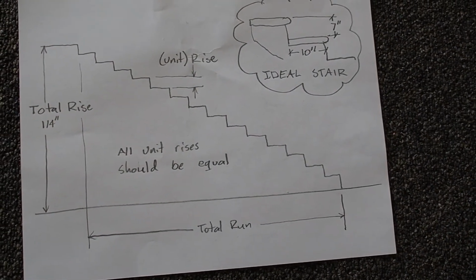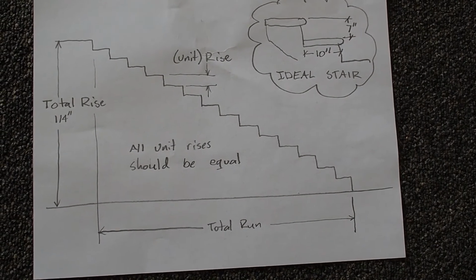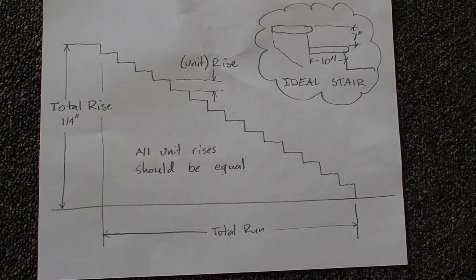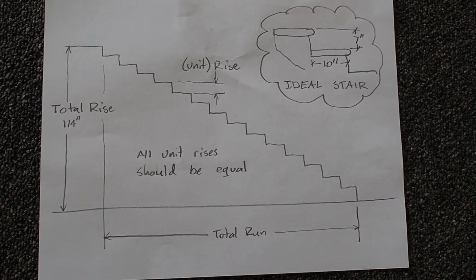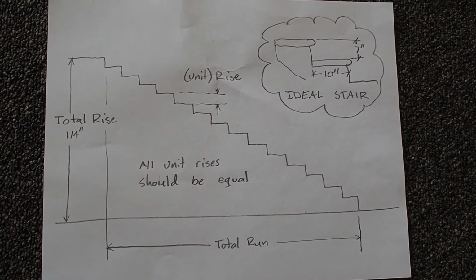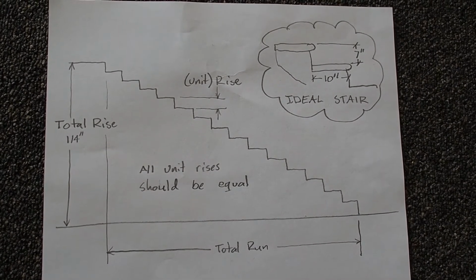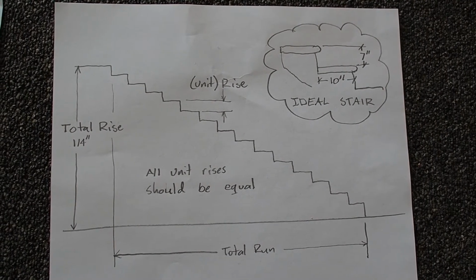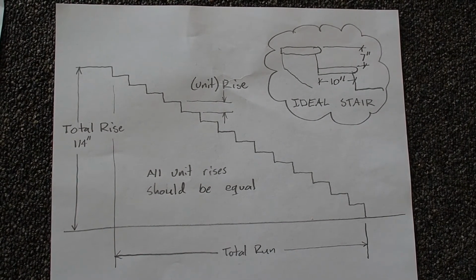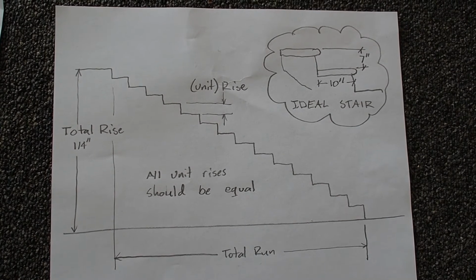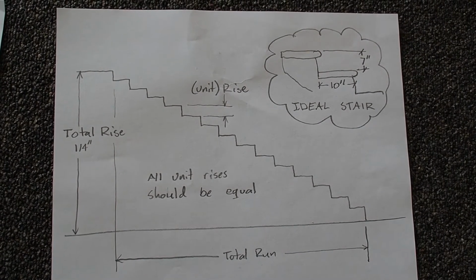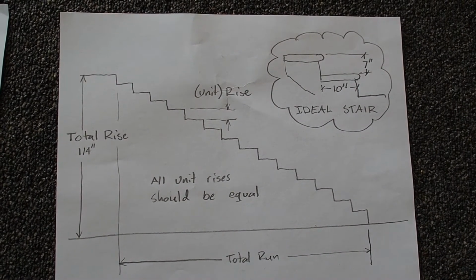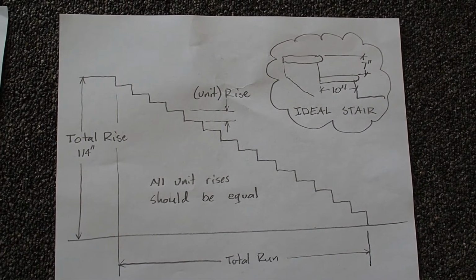As you should be able to see from this drawing, the total run is just the sum of all the treads added together, or all the unit runs added together. If each one's 10 inches, my stairs would have a total run of 140 inches, because I have 14 treads, each one having a run of 10 inches. If I'd gone with 16 risers, I would have 15 treads, each one having a run of 10 inches, and that would have made my staircase 10 inches longer than it currently is. And that would have limited the amount of space at the bottom of my stairway.